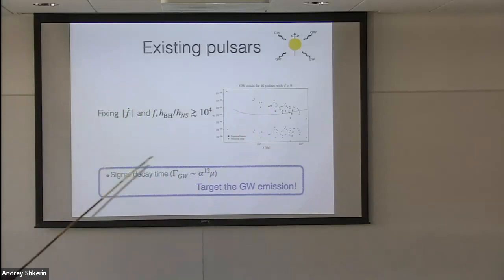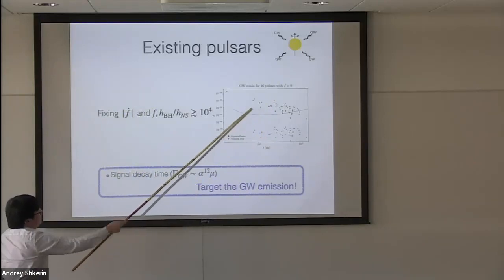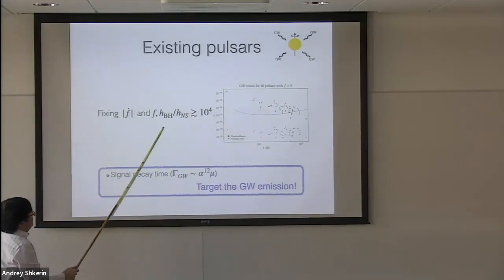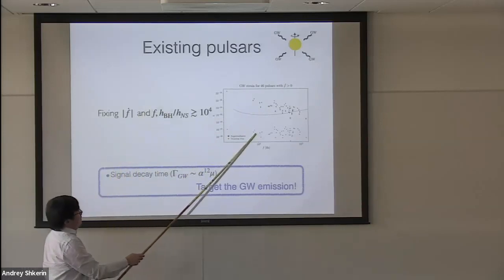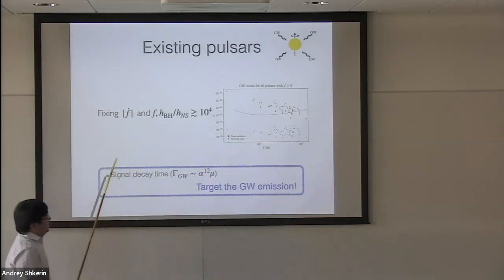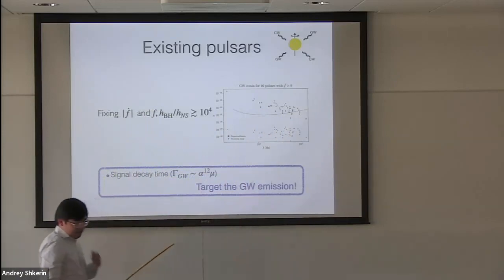So the red dots are the gravitational wave amplitude for a black hole pulsar, given the F dot and F, and the stars are the corresponding amplitude for neutron stars. And the line marks roughly the sensitivity of the light bulb, the one light bulb.